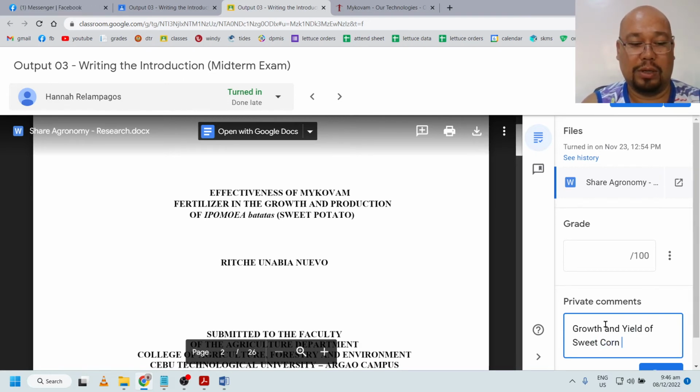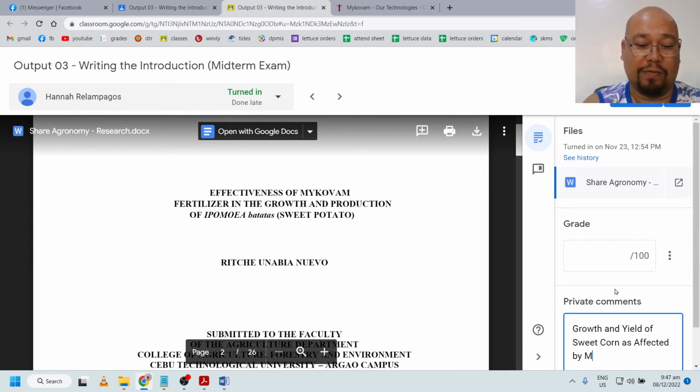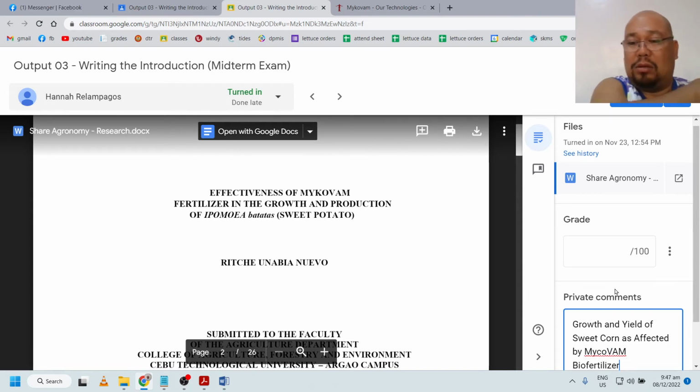Sweet corn as affected by Mycovam, or capital Mycovam biofertilizer. Something like that. That will be your title. This will change later on.